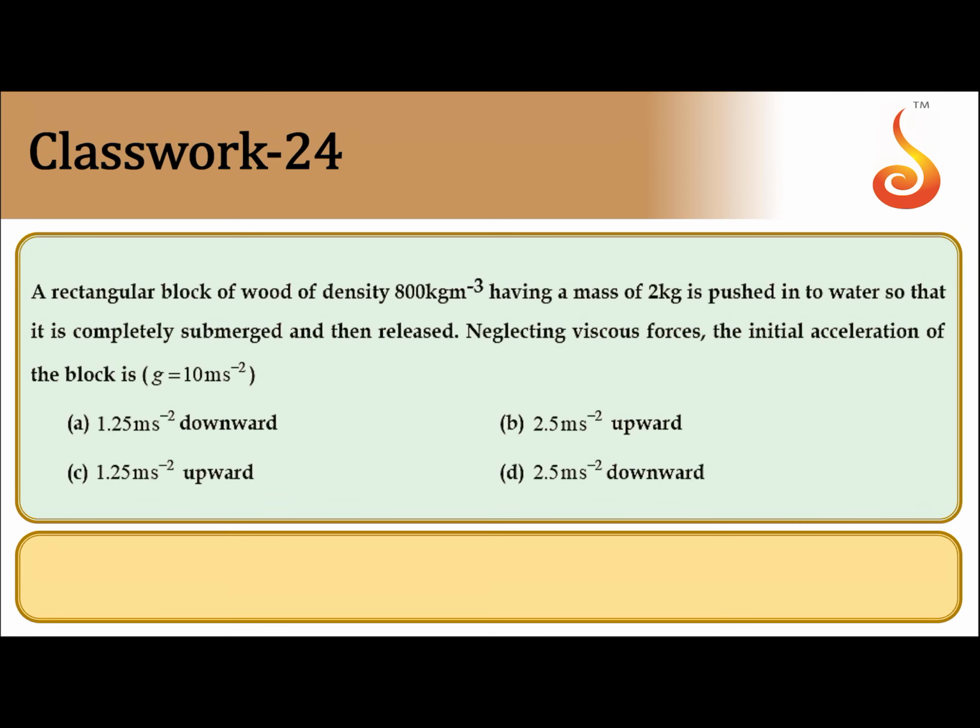Example 24. A rectangular block of wood of density 800 kg per meter cube having a mass of 2 kg is pushed into water so that it is completely submerged and released. Neglecting the viscous forces, the initial acceleration of the block is. So there is a rectangular block and its density is given, its mass is given. Now what are all the forces? Its weight and upthrust.